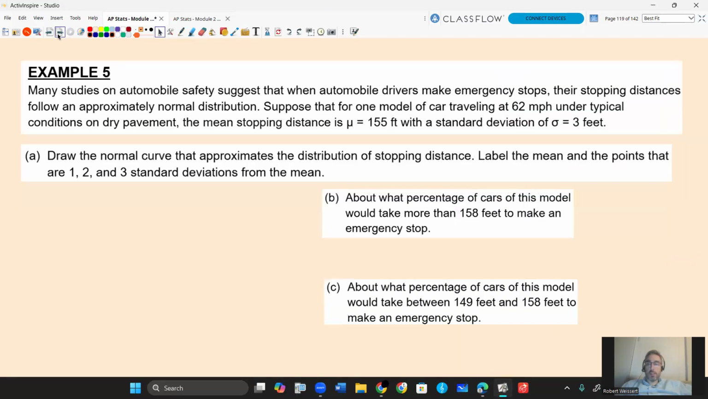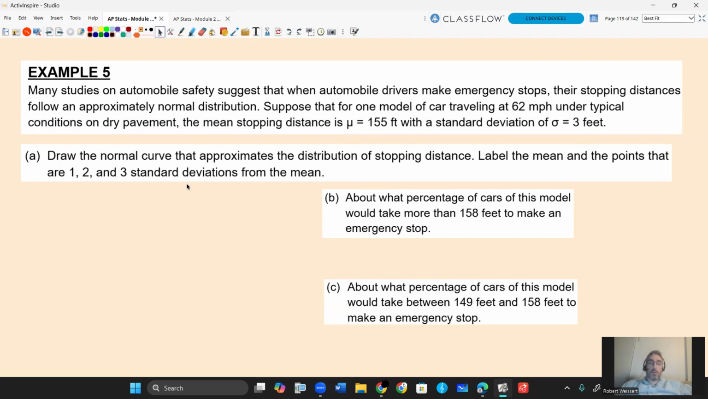So let's look at this example here, example 5. Many studies on automobile safety suggest that when automobile drivers make emergency stops, their stopping distances follow an approximately normal distribution. Suppose that for one model of car traveling at 62 miles per hour under typical conditions on dry pavement, the mean stopping distance is 155 feet with a standard deviation of 3 feet.